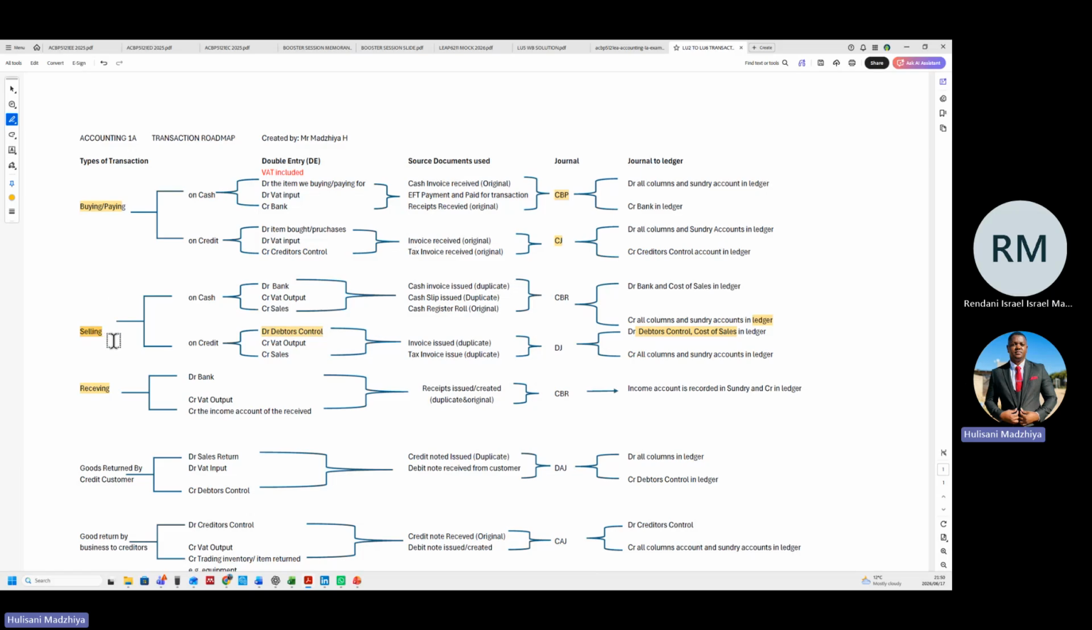But when we are selling to the customer, if we sell goods to the customer on cash, it means that this will be recorded in the cash book receipts to indicate that we received money from sales. And then the columns that are affected here are bank, VAT output, and sales. If we decide to sell goods on credit to a customer, this means that we will record this information in your debtors control, VAT output, and sales. All of this will be recorded in your debtors journal. Did you follow that?